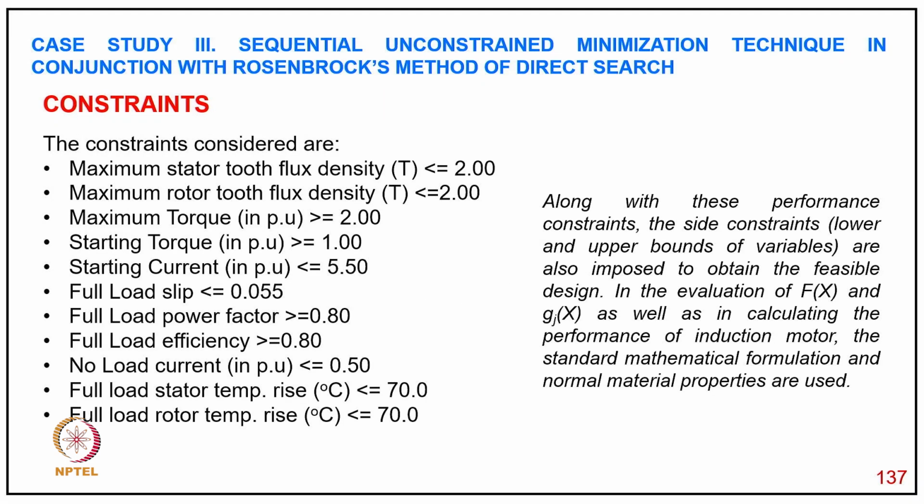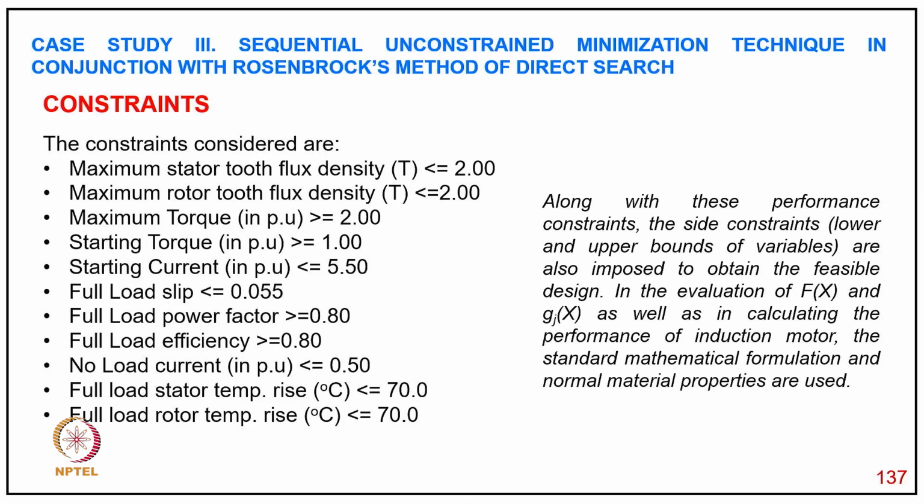And of course, the constraints are typically: maximum stator flux density less than 2 Tesla, rotor flux density less than the limit, maximum torque not less than 2 per unit, starting torque more than 1 per unit, starting current less than 5.5 per unit, full load slip not more than 5.5%, full load power factor not less than 0.8, full load efficiency not less than 0.8, no load current in per unit not more than 0.5, and stator temperature not more than 70 degrees Celsius.